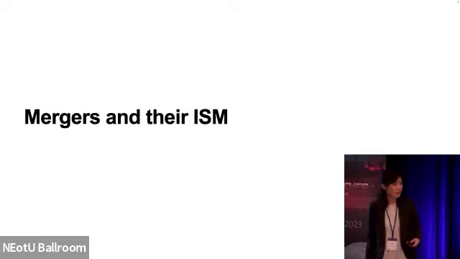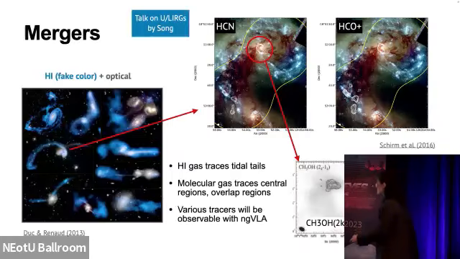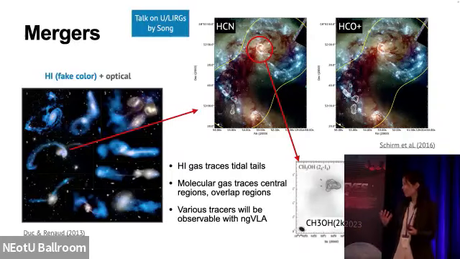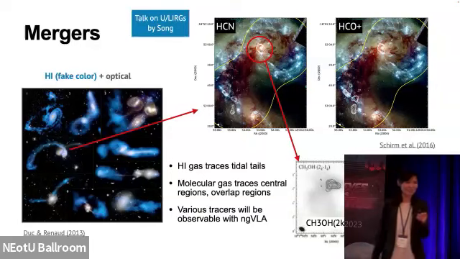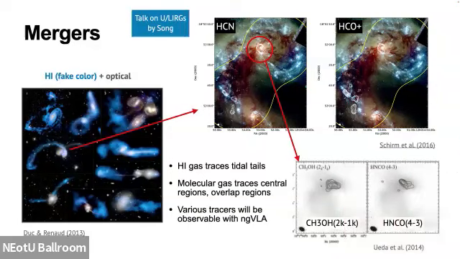Okay, so let's move on to mergers. Sorry, I'm confusing myself. Obviously, atomic gas is a good tracer of tidal tails with higher angular resolution. We can compare these better with simulation because you have better kinematics. And going into the central region, we can do similar analysis to what we did for starburst galaxies.